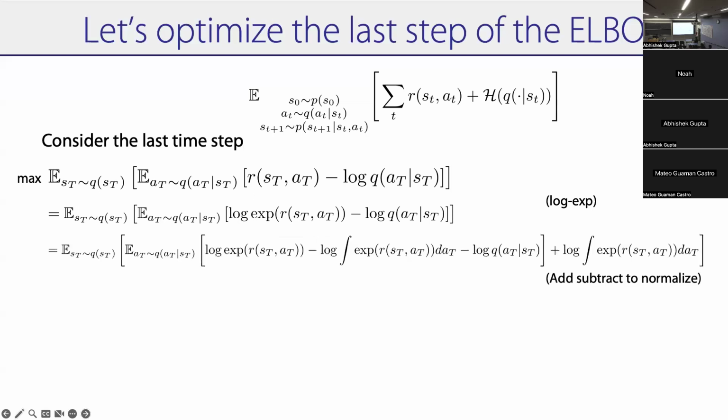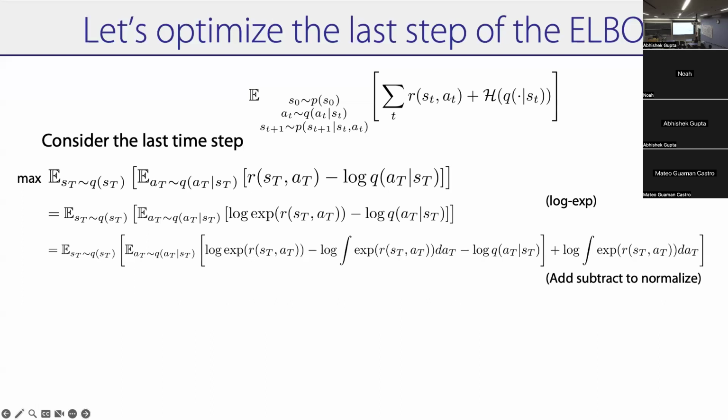The second step is we're going to add and subtract something, right? The intuition is I'm going to try and convert this into a KL divergence. And if I can convert this into a KL divergence, I know that KL divergence is always positive and minimized at 0. So if I can convert a KL divergence between Q and something, I know that Q is minimized when it's equal to that thing. And so I'm going to massage it into a KL divergence. That's what I'm trying to do.